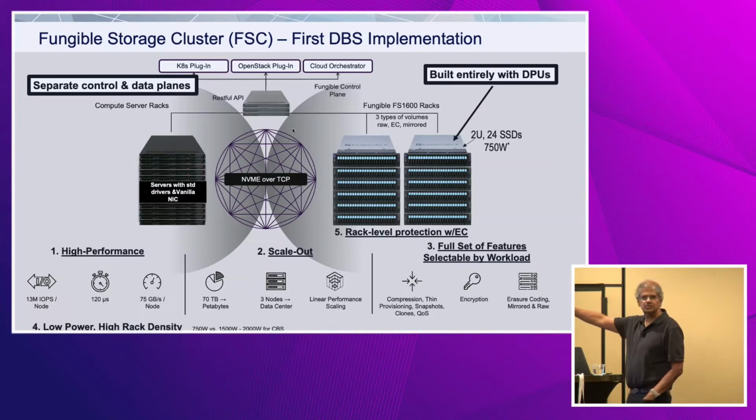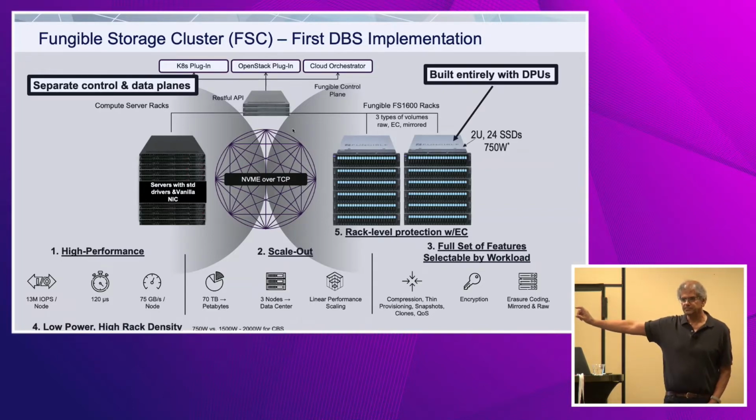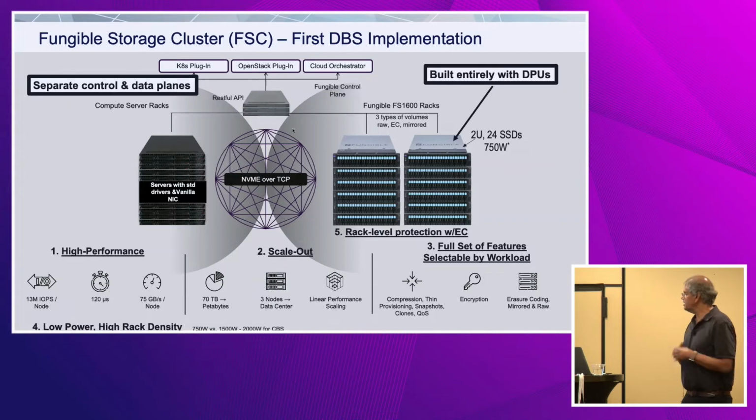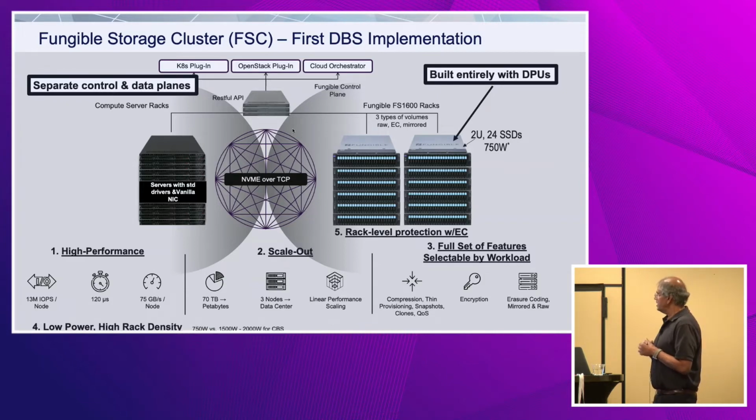So the boxes that we built are these boxes on the right of the picture. Each of them is a 2U box with 24 SSDs inside of them. And it's a scale-out design, so you can start with, let's say, 3 of these boxes, and then keep adding more. And then, of course, on the left of the picture, I show you the servers with standard drivers, vanilla NICs. Of course, Pratapa talked about how if you use the storage initiator, you can get even better performance. But all the numbers I'm going to show you here today are just using standard NICs. Nothing special, not using the initiator that he talked about. And of course, we're doing NVMe over TCP.